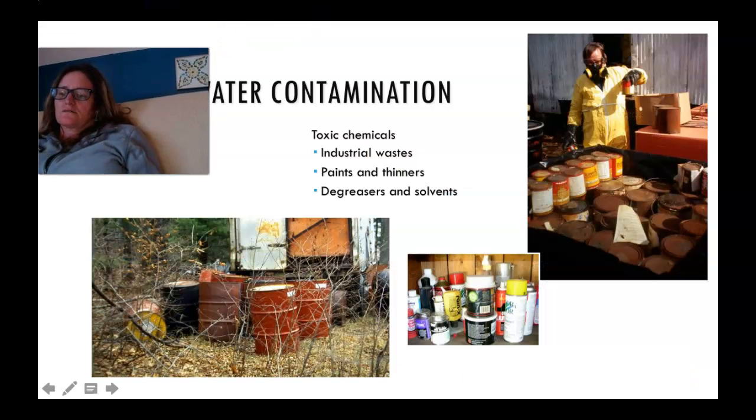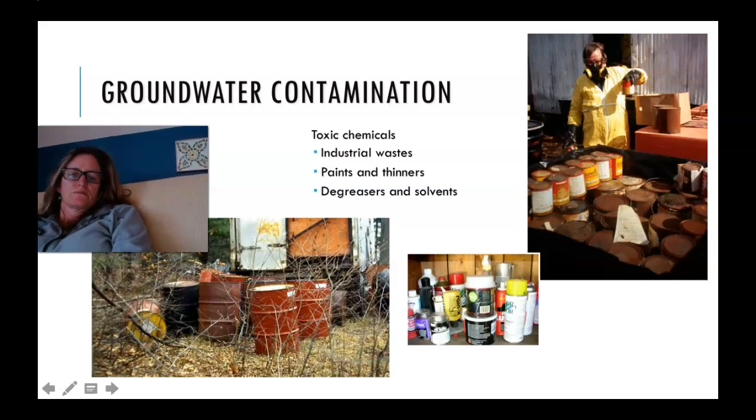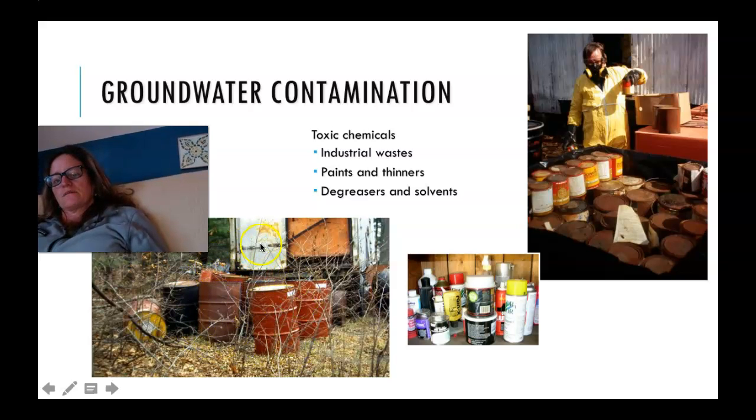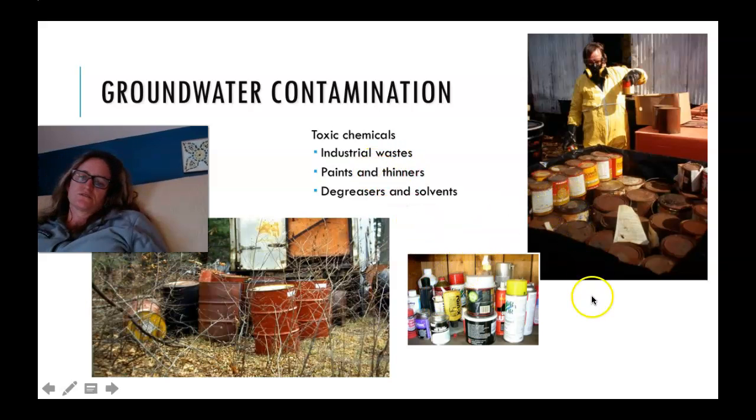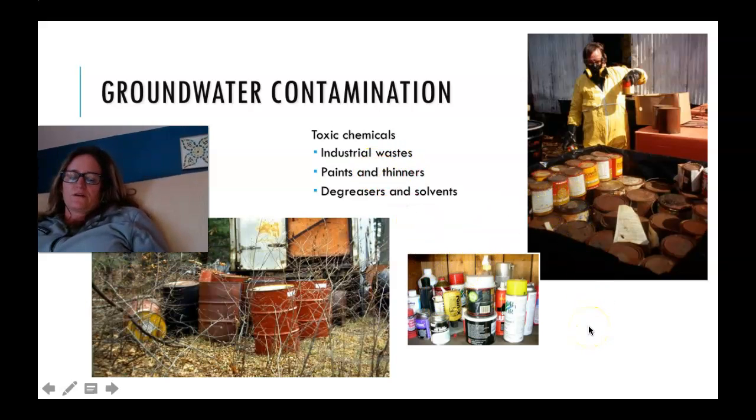Toxic chemicals can come from many different places. So upper right, just someone with a bunch of old paint cans, just chemicals in storage here, and old barrels. Those can corrode over time. And any of these industrial wastes, paints and thinners, degreasers and solvents can be very bad for the environment if it gets into the groundwater.